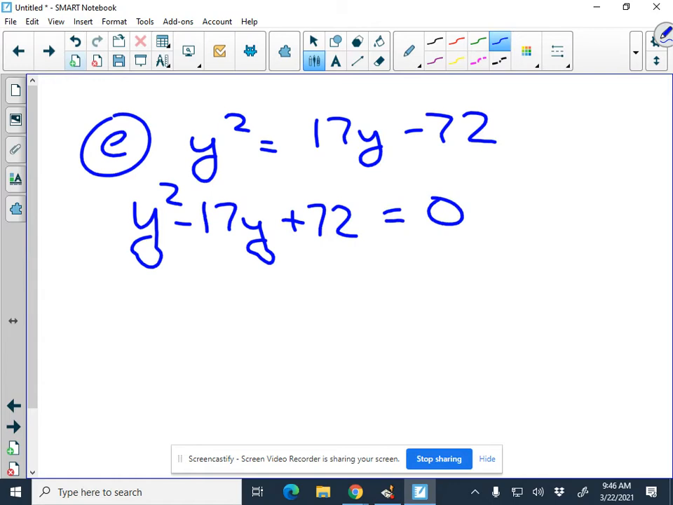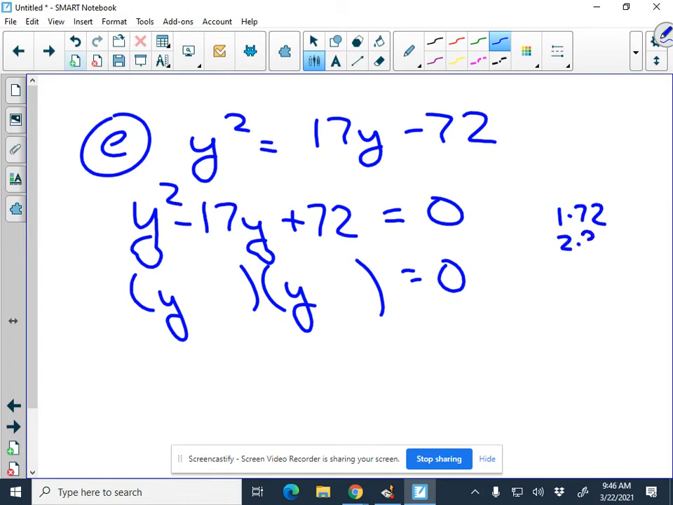You're getting to a point where you should be able to move it to the other side, and it changes the sign, right? So you can do it with less work. But now we got y here and y here. We have 72. 1 times 72, 2 times 36, 3 times 24, 4 times 18. 5 doesn't work. 6 times 12. 7 doesn't work. 8 times 9. They have to add up to negative 17. So in other words, they have to add to 17, and then they both have to be negative.